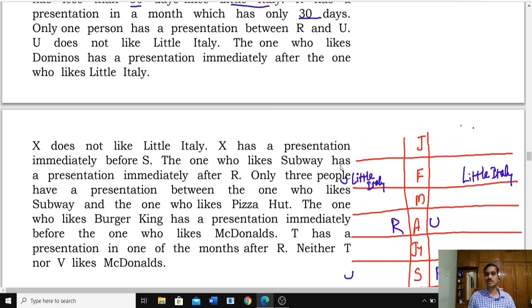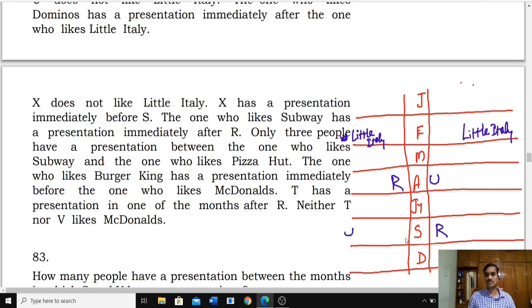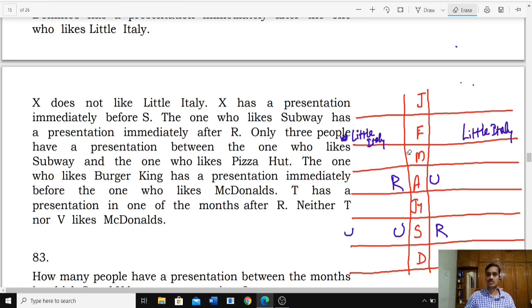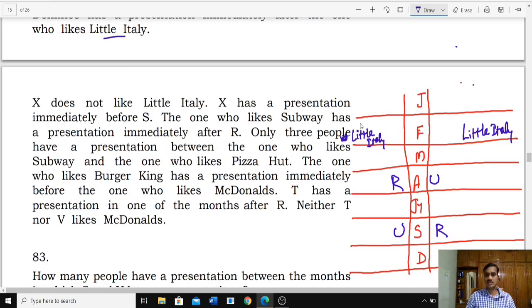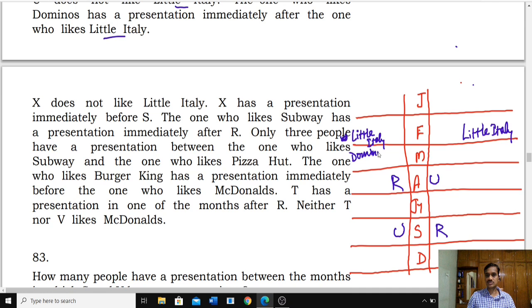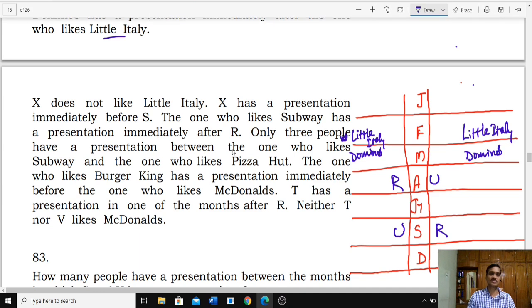Next one. U does not like Little Italy. As U cannot be here, hence U must be here. In the first case also, we have only one possibility for U. Then next one. The one who likes Dominoes has a presentation immediately after the one who likes Little Italy. Hence, in the first case, Dominoes must be in the month of March. And in the second case as well, Dominoes must be in the month of March.